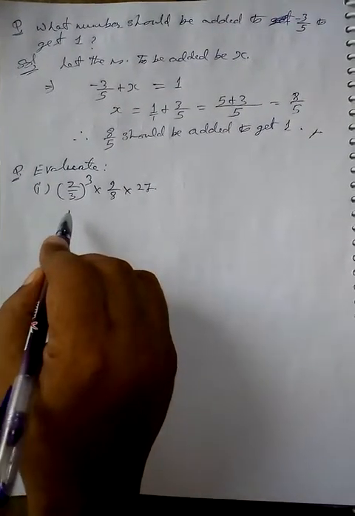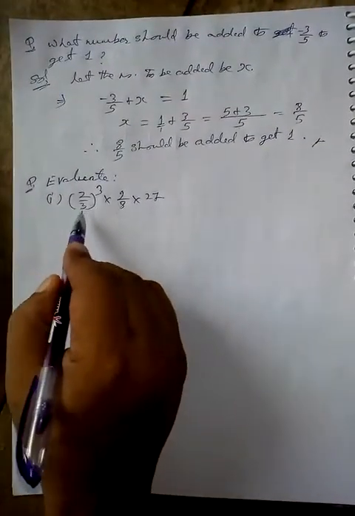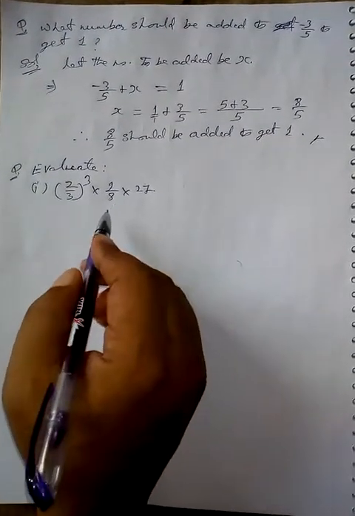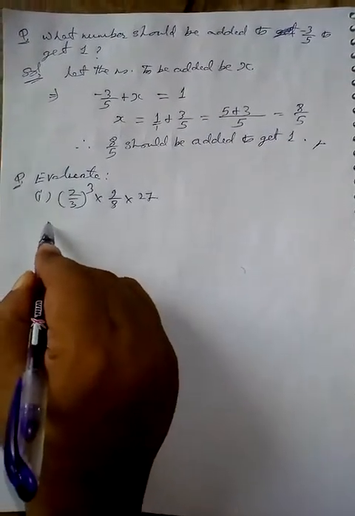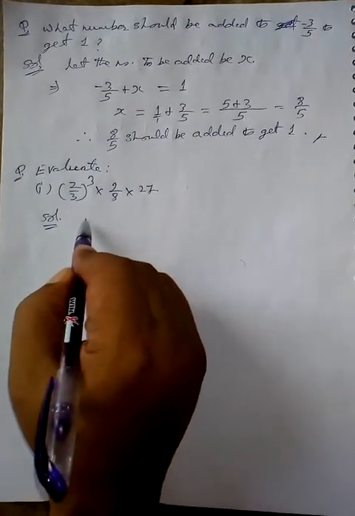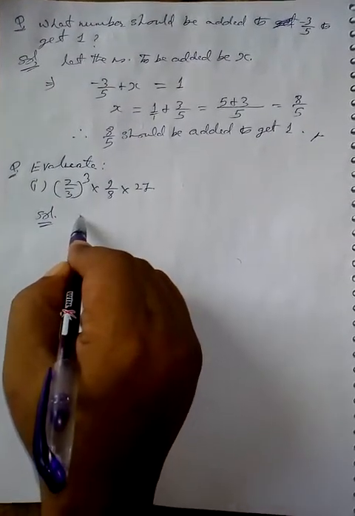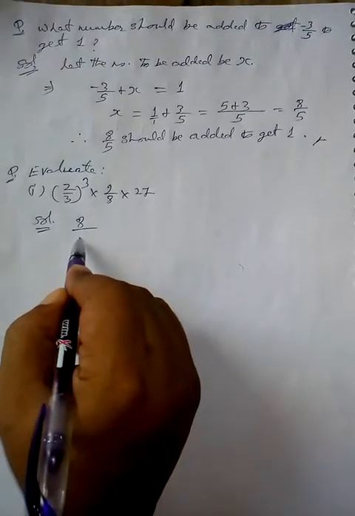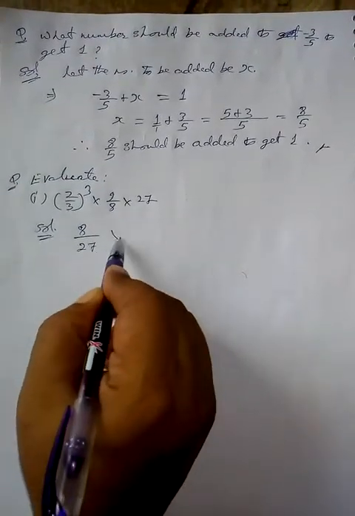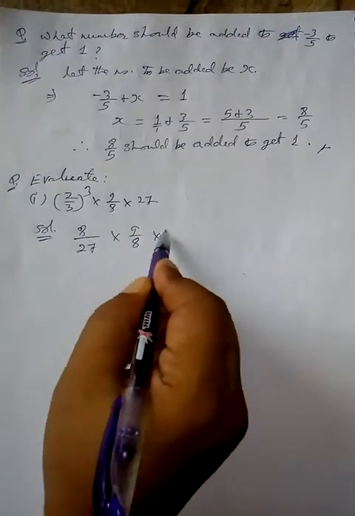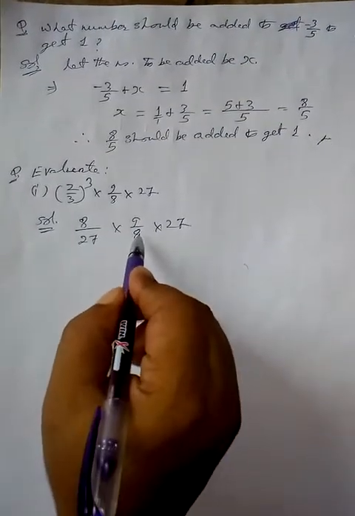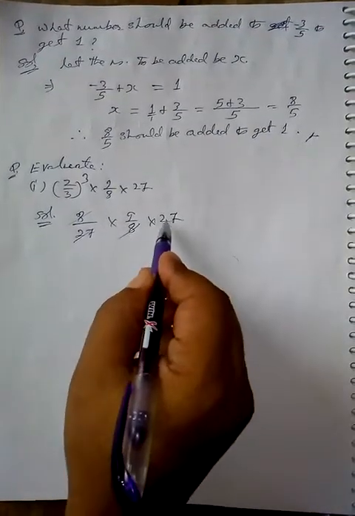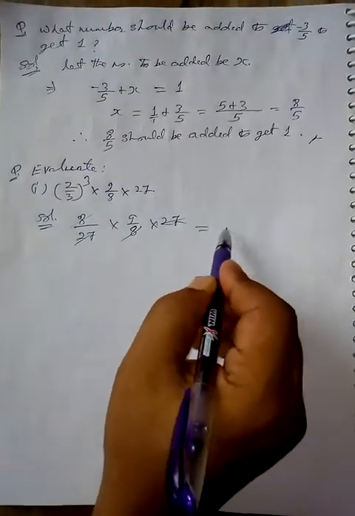So this is the next question. Evaluate 2 by 3 whole cube into 9 by 8 into 27. So we have to evaluate it. So solution is 2 raised to 3 means it is 8, and 3 cube means 27, into 9 by 8 into 27. Now you can reduce it. This 8 and 8 will get cancelled, and 27 will get cancelled, and you get 9.